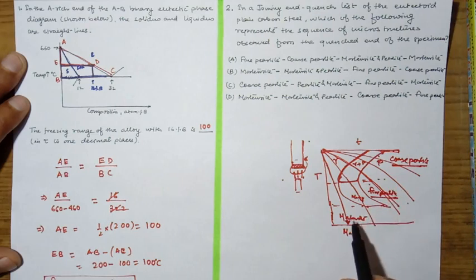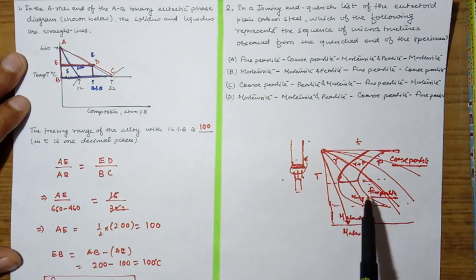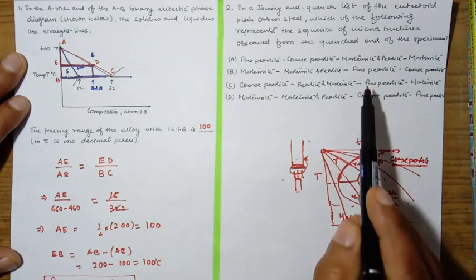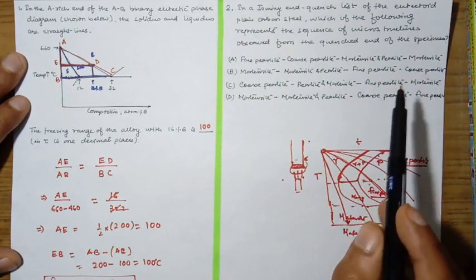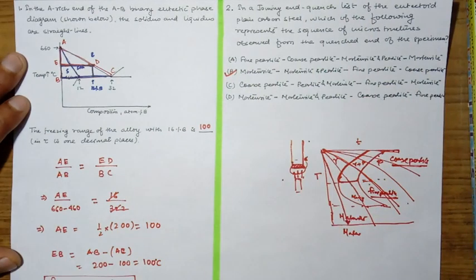So what will be the sequence? Martensite, yeah. Then martensite plus pearlite, yeah. Then fine pearlite, okay. Then coarse pearlite. So the answer will be B. Okay.